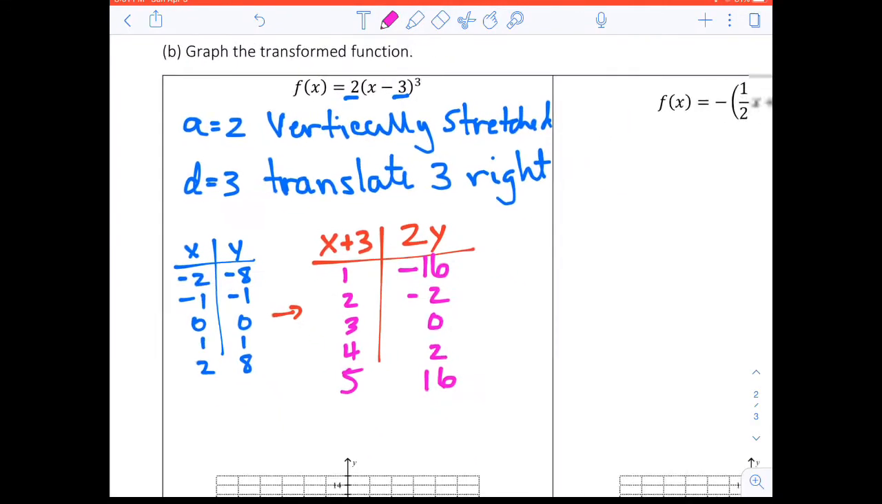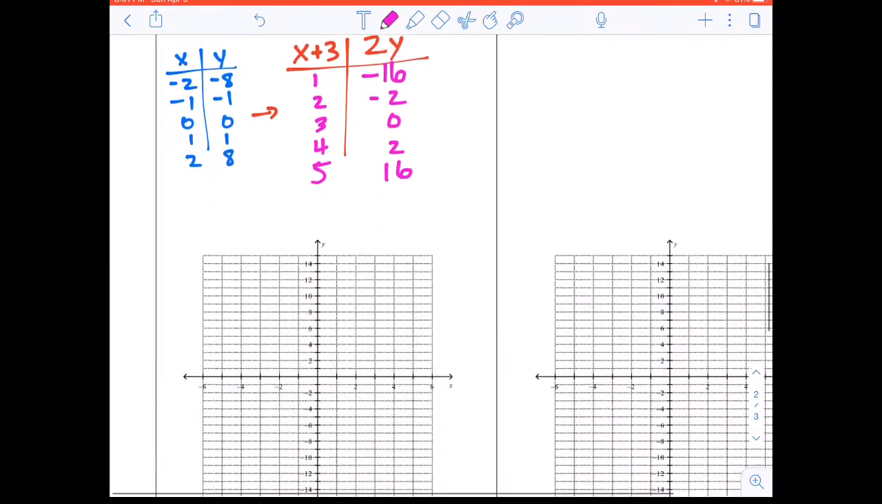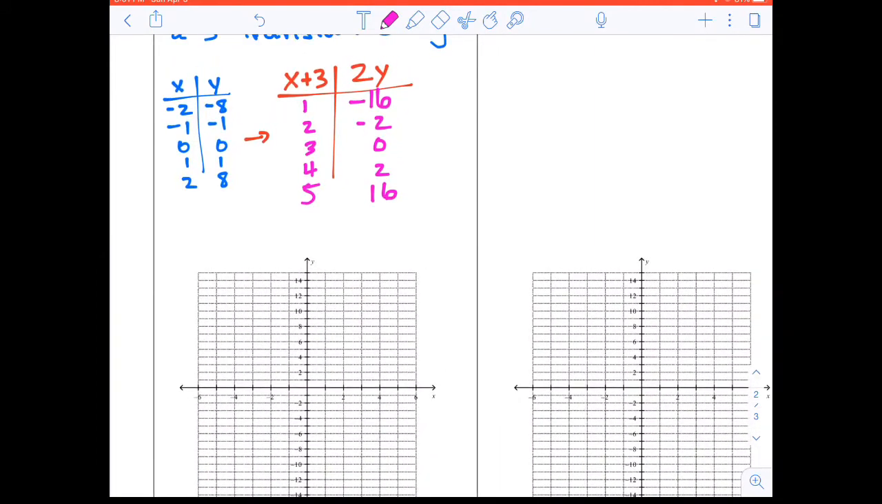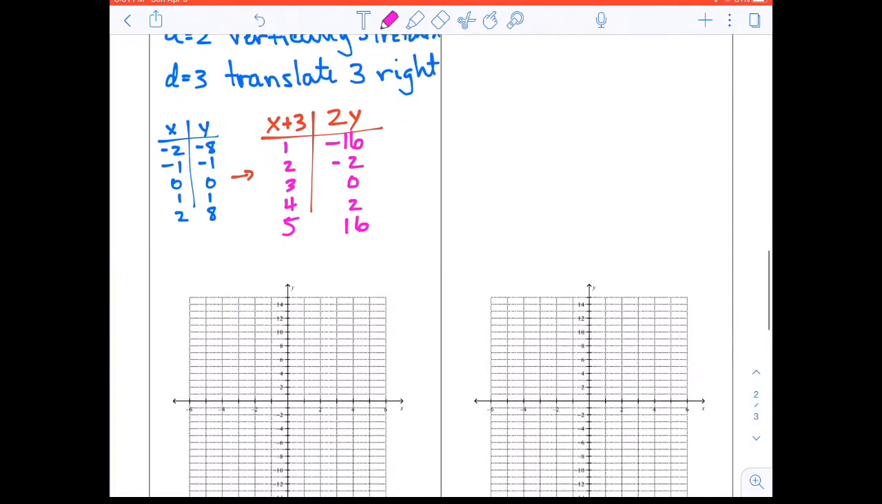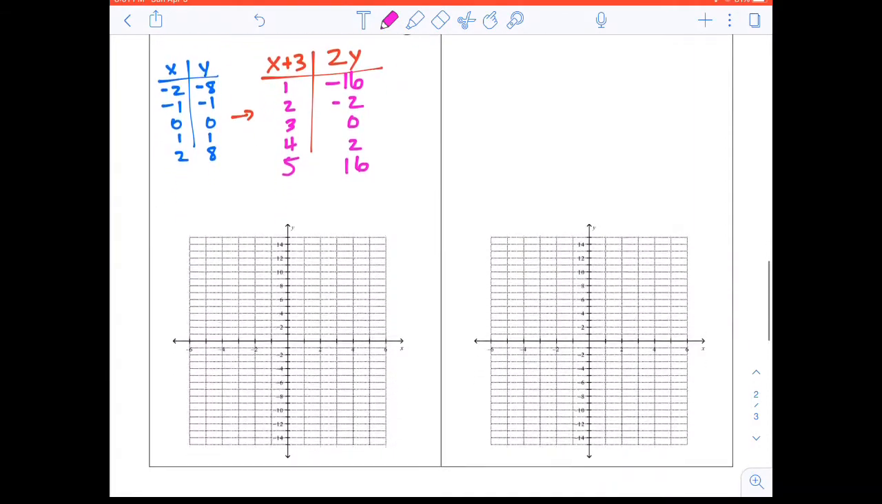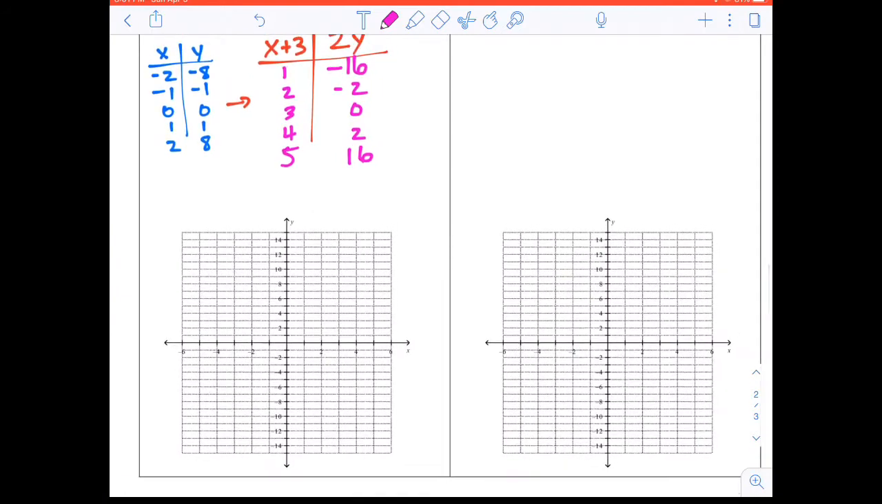So when I plot this onto our grid down below, you're going to see that it's going to be a twist with the transformations applied that we described above. It's going to be a little bit more stretched than the original, and it's going to be shifted 3 to the right compared to the original parent function. So I'll put these ones on our graph, 1 and 16, or negative 16. Off our graph, but a little bit low.